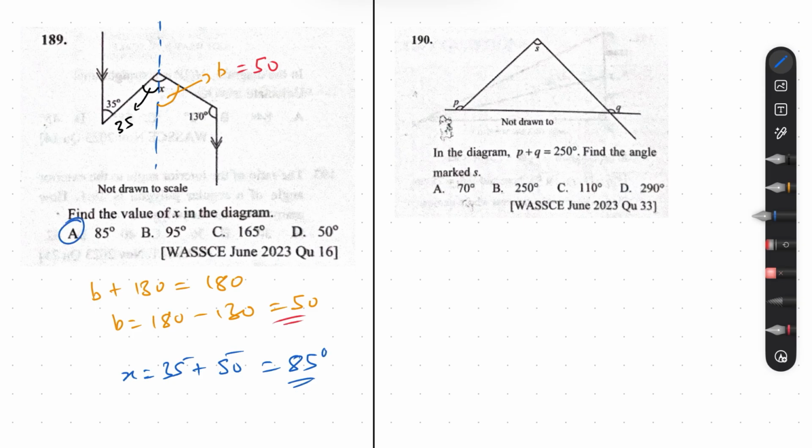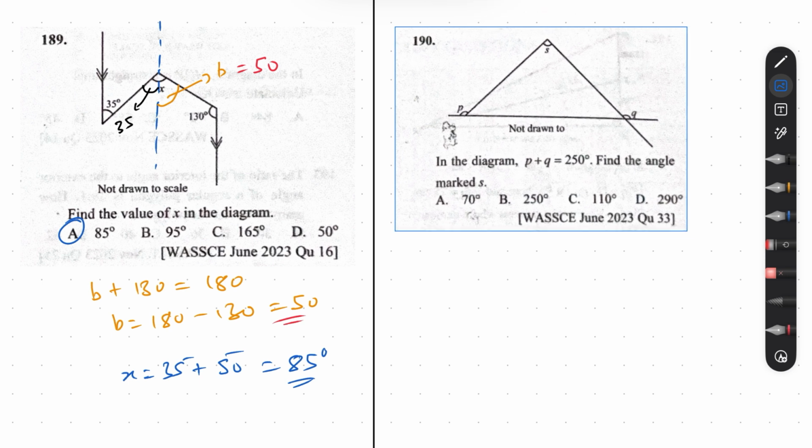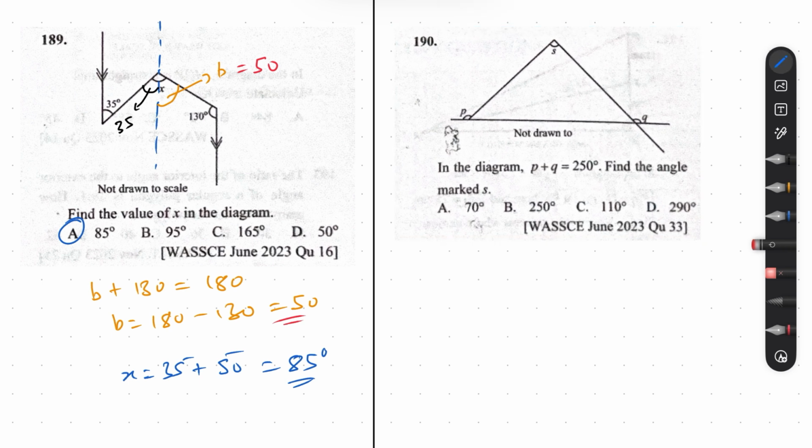Let's move on to question number 190. The question says, in the diagram, P plus Q is equal to 250. Find the angle marked S. Now what we can do over here is try to find this angle. How do you find this angle? We know that the angles on a straight line add up to 180.